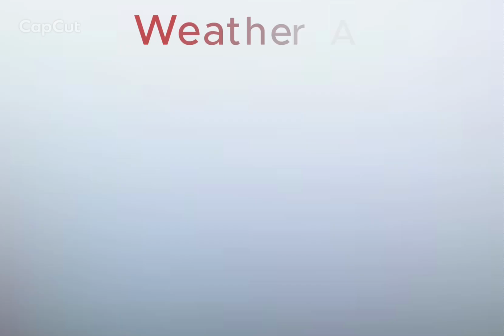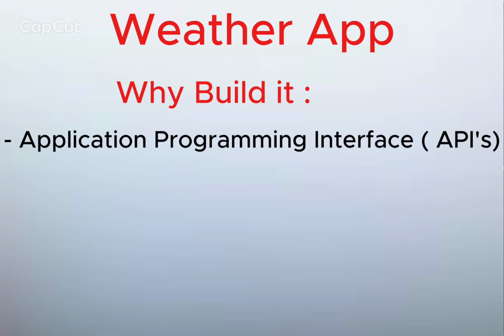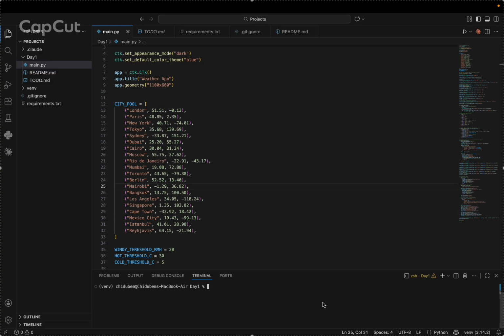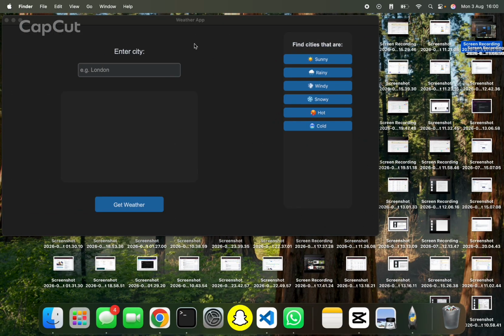Day one is a weather app. It's useful because it teaches you about APIs and graphical user interfaces. For the level, I'd say this one is between easy and intermediate. So what I'm going to do right now is just run it to show you guys what it does and what it looks like. So I run it there, and this is what it looks like.